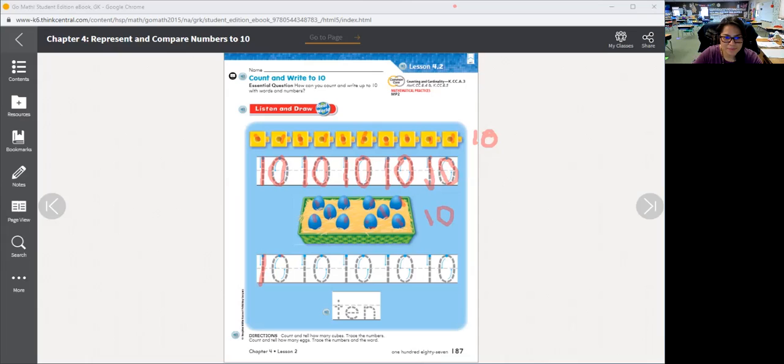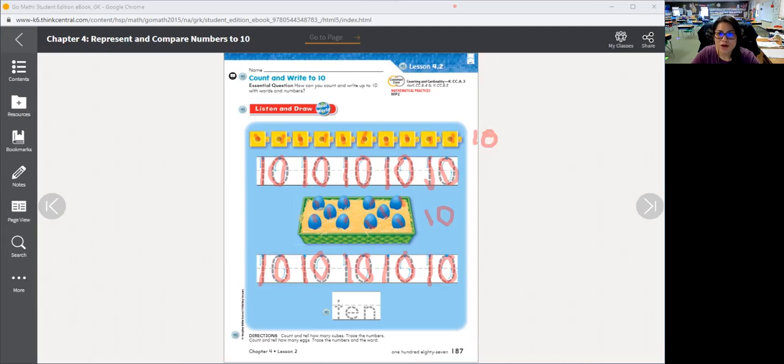10. Always start at the top. 10. 10. 10. And last one, 10.